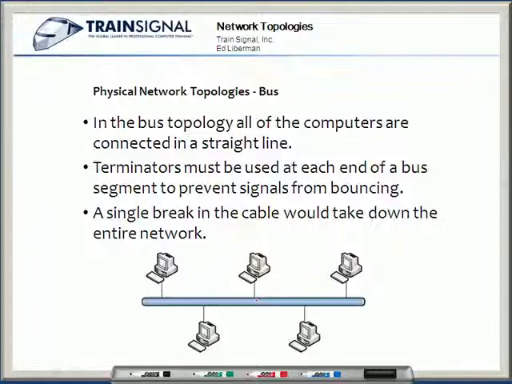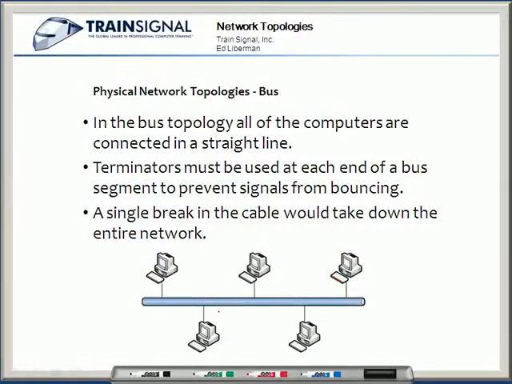Now, another thing you need to know about the bus topology is that if you were to have a single break in the cable, it will actually take down the entire network. Now, it doesn't look like it, does it? I mean, it looks like these 2 computers can still communicate, and these 3 would still be able to communicate. But there's a problem. If we broke the cable here, we now have a cable end on this side and a cable end on this side of the break that's not terminated. So signals will be bouncing, and therefore communication will just stop.